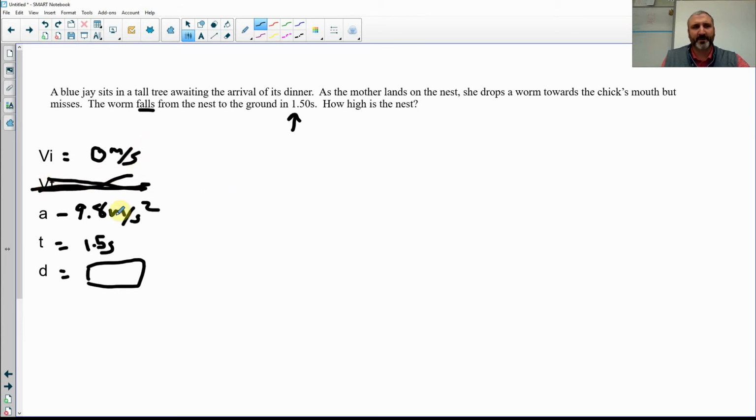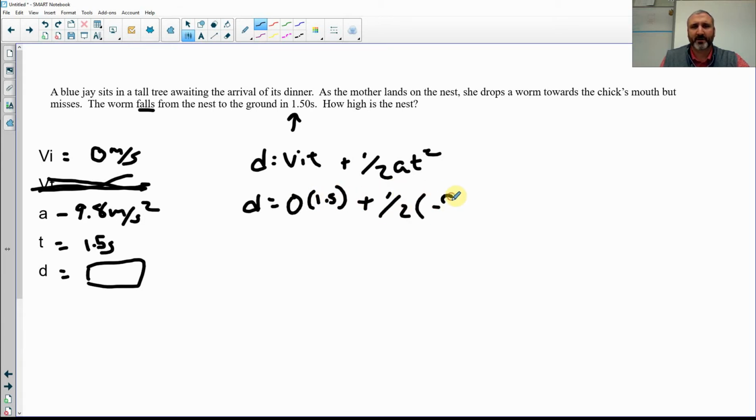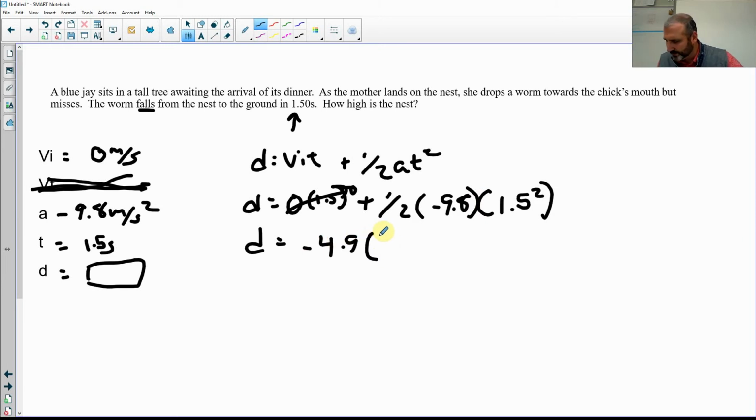So we need to find an equation that's got a VI, A, T, and D, which for my money is D equals VIT plus 1/2 AT squared. We've used this equation a lot. So we're finding the D. We know VI times 1.5 plus 1/2 negative 9.8 times 1.5 squared. So this is going to be 0 because 0 times 1.5 is 0. So D equals, and half of negative 9.8 is negative 4.9 times T squared. 1.5 squared is 2.25.